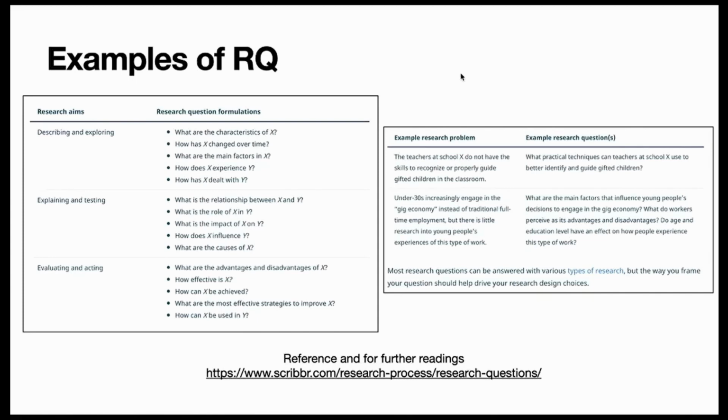Sometimes you can also formulate the research question based on research aims. Let's say the research objective is about describing and exploring. Then you ask the research question here: what are the characteristics, why, and so on. These are samples.